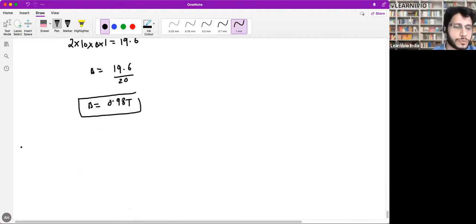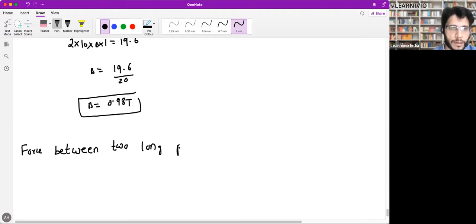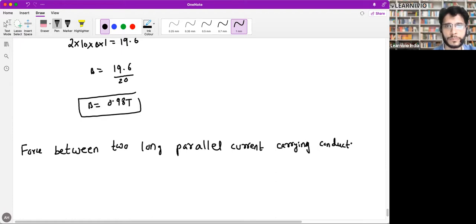Like the next is force between two long parallel current carrying conductors. It's an important derivation.